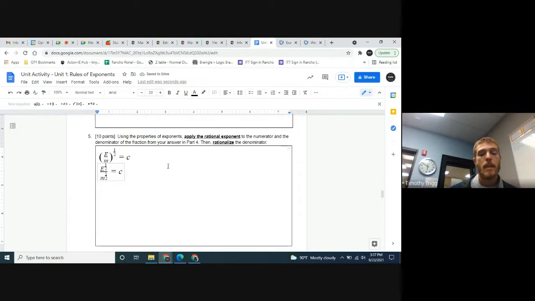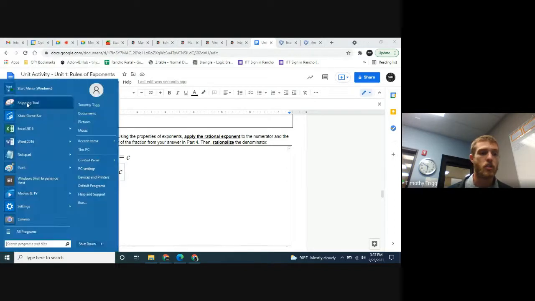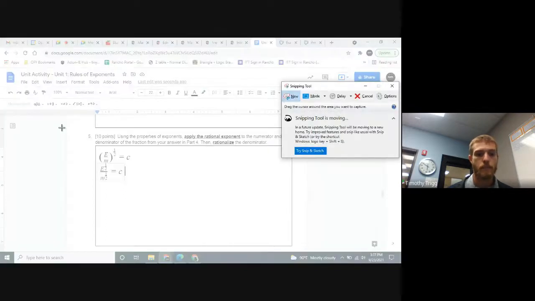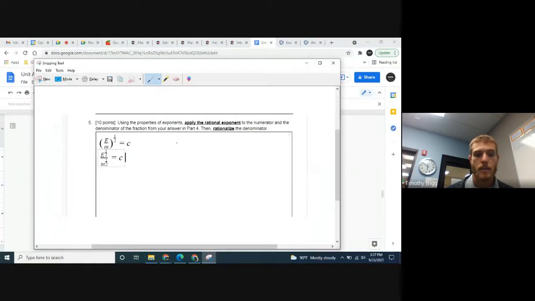Okay. Now the next step, it says to rationalize the denominator. And the way you would do that is by multiplying both top and bottom by m to the 1/2. Okay. And what that would do for you, essentially, I guess I'll just show you with some writing here. So if I have e to the 1/2 on top over m to the 1/2 on bottom, to rationalize the denominator, you'd multiply by another m to the 1/2. And whatever you multiply on the bottom, you also have to multiply on top.